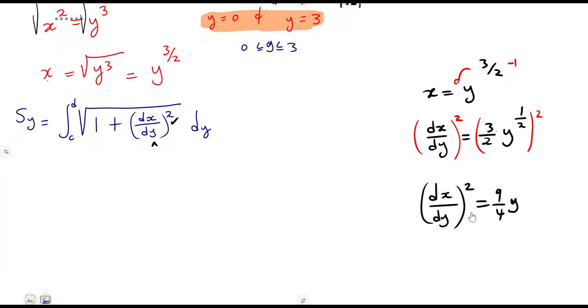All right. From there, add 1. You must add this one: 1 plus the square of our derivative. It means 1 plus this 9 over 4 y. All right. We can even write the y on top. So it's 9y over 4. Add those two.